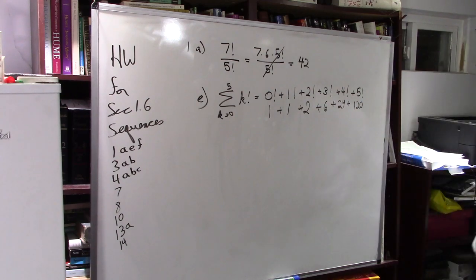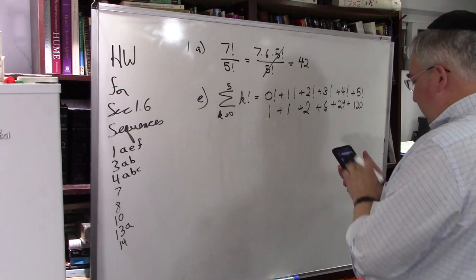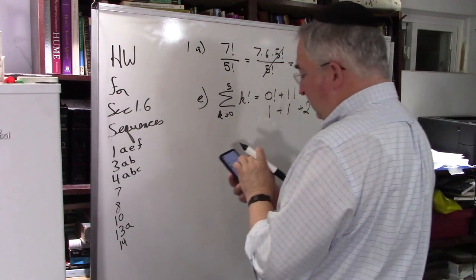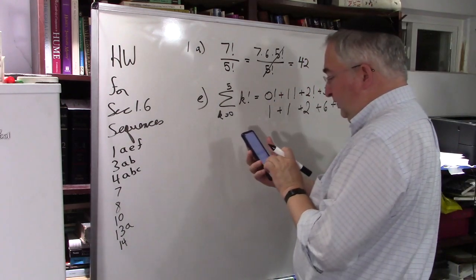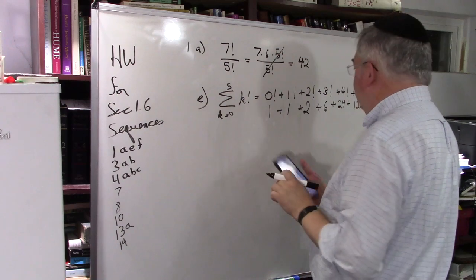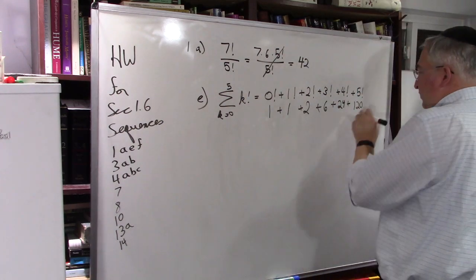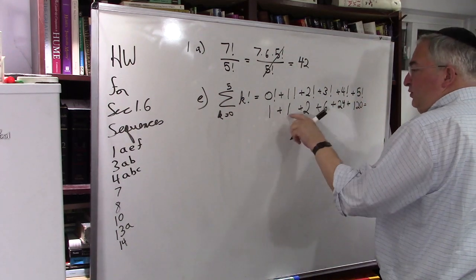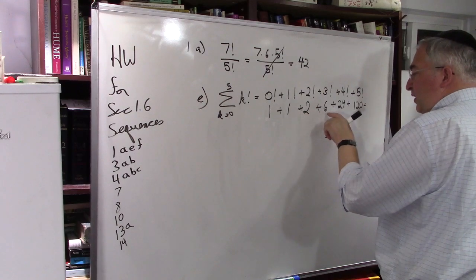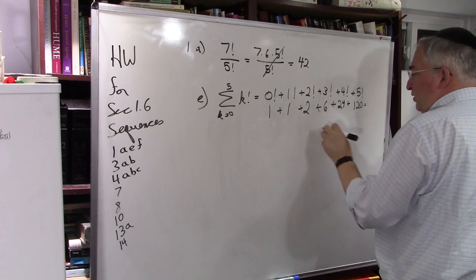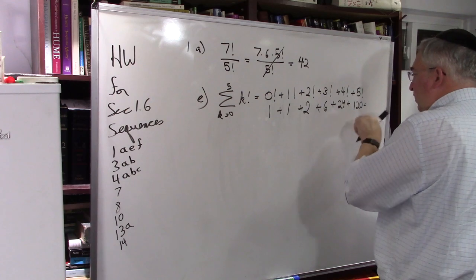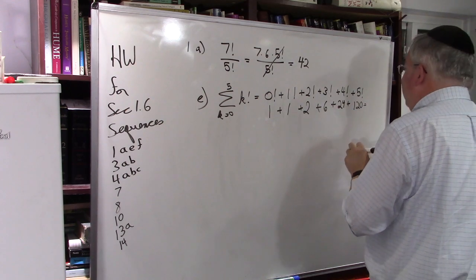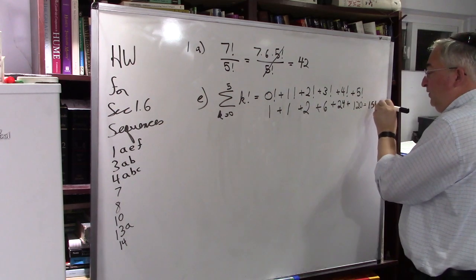We need a calculator. By the way, this is not a hard thing, but a calculator is helpful. So we go to the calculator and we type in 5 factorial and we get 120. So altogether this is equal to 2, 4, 10. So this is 34. 34 and 120 is 154.